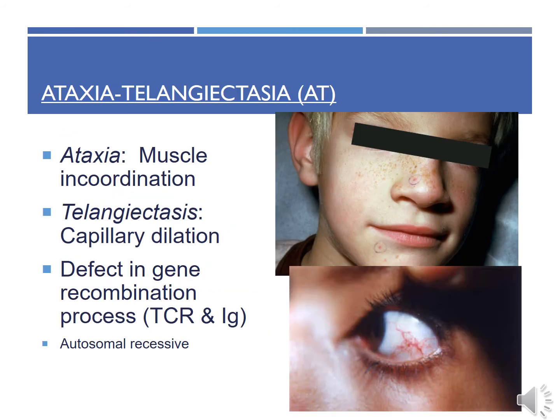The next syndrome is ataxia-telangiectasia. Ataxia-telangiectasia is a rare autosomal recessive syndrome, usually characterized by cerebellar ataxia and telangiectasia. Cerebellar ataxia, or ataxia in general, is involuntary muscle movements, and telangiectasia is the capillary swelling, usually resulting in red blotches on the skin.